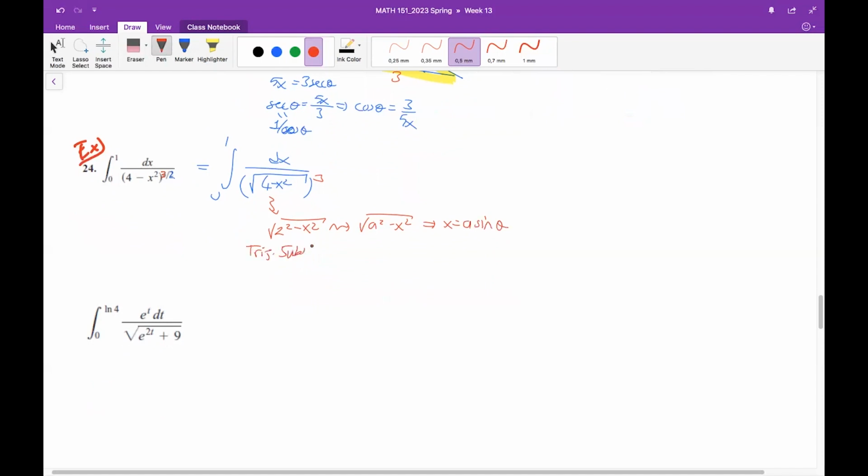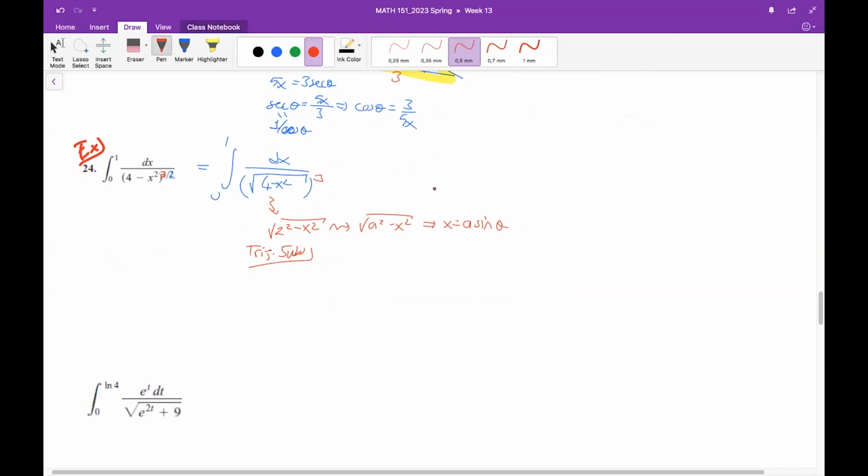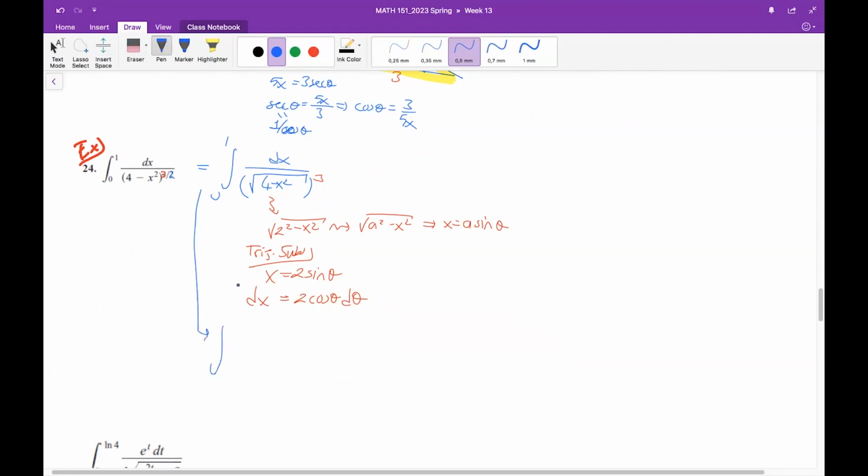Trigonometric substitution. We fix the substitution as this one. It goes like x equals, instead of a, we have 2 sine theta. Then take the derivative. 2 times cosine theta d theta is dx. And now we are ready to transform the integral in terms of the new variable.